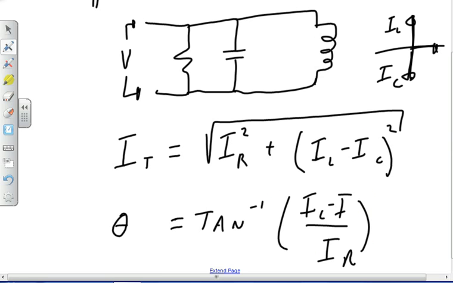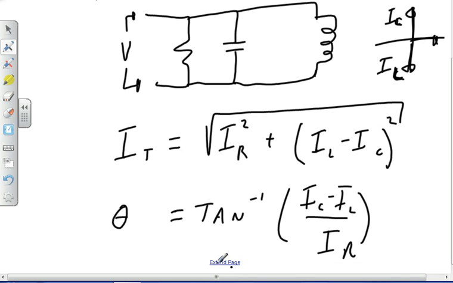And I'm going to have IC minus IL for current. IC minus IL. In that case, it doesn't matter because I'm squaring. It doesn't matter, but in this case, it does. And the current is going to be negative when I'm inductive and positive when I'm the other way.